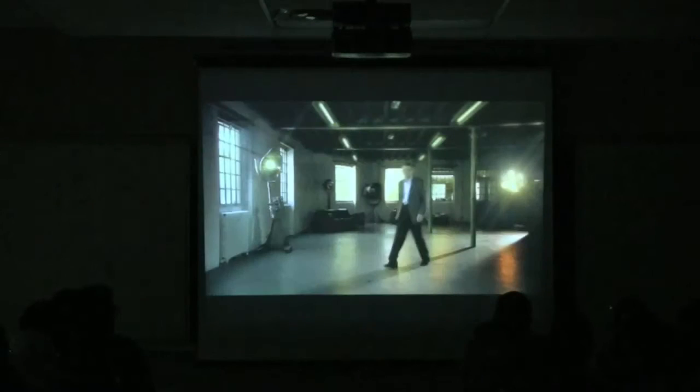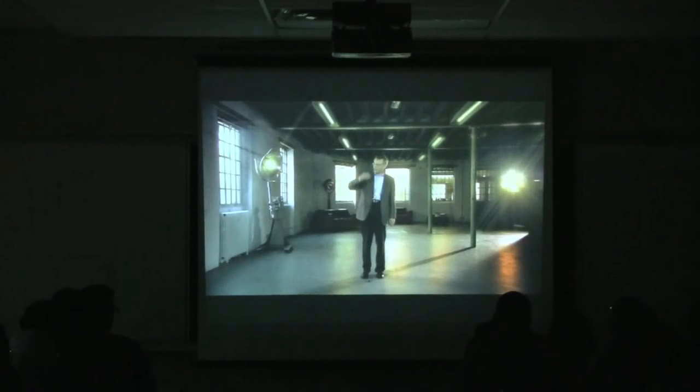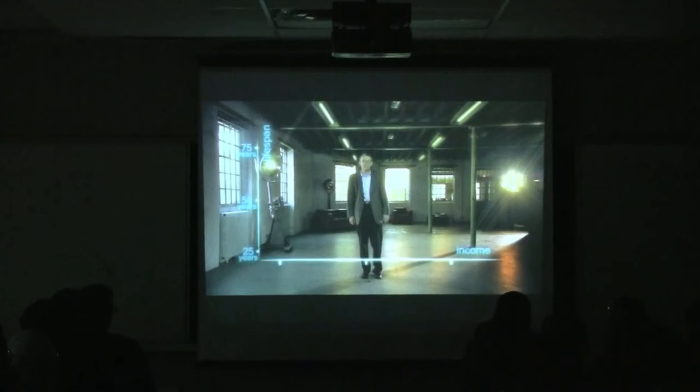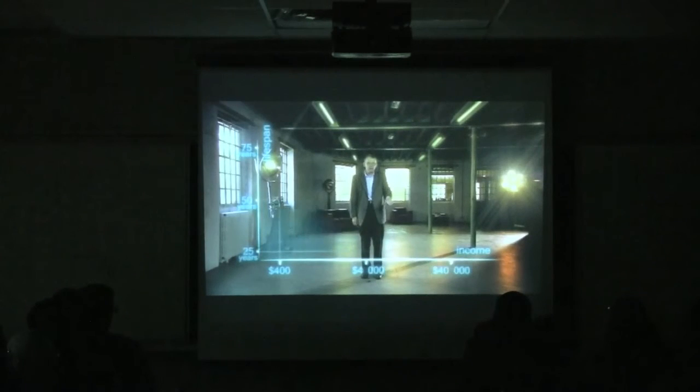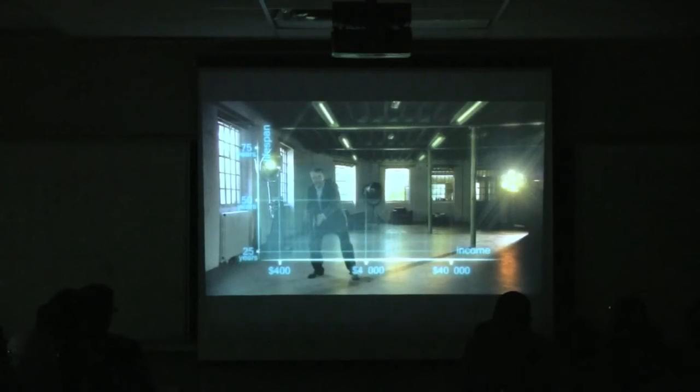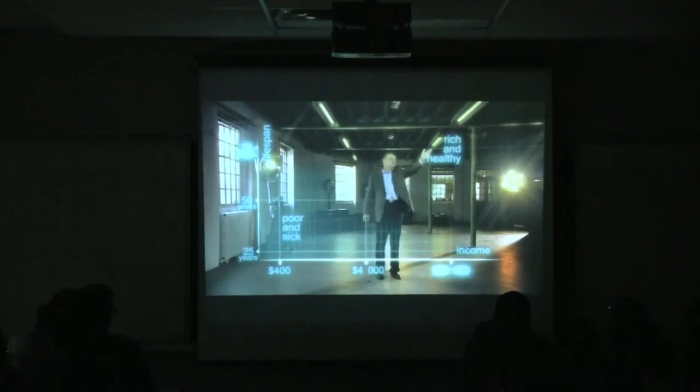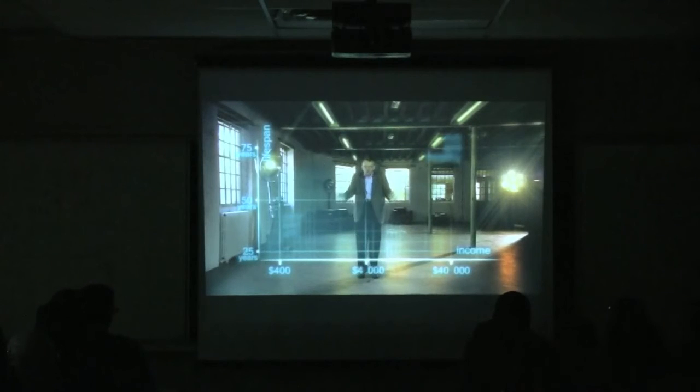So, here we go. First, an axis for health. Life expectancy, from 25 years to 75 years. And down here, an axis for wealth, income per person, $400, $4,000, and $40,000. So down here is poor and sick, and up here is rich and healthy. Now, I'm going to show you the world 200 years ago, in 1810.